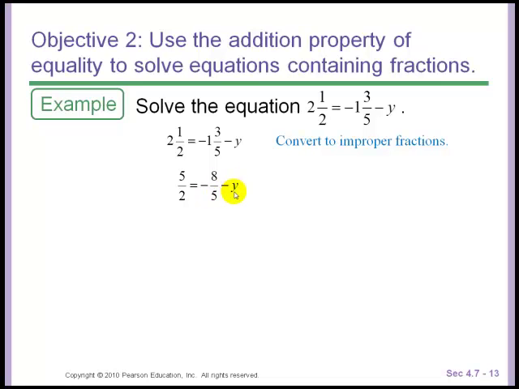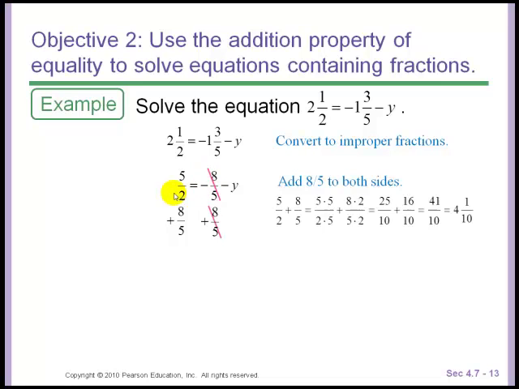Now to get the negative y by itself on the right side of the equal sign, I'm going to undo this subtraction. This is a negative 8/5, so I'm going to add 8/5 to both sides. It's not because you're subtracting y, it is because it's a negative 8/5. Those are going to cancel because you have a negative and a positive of the same value.